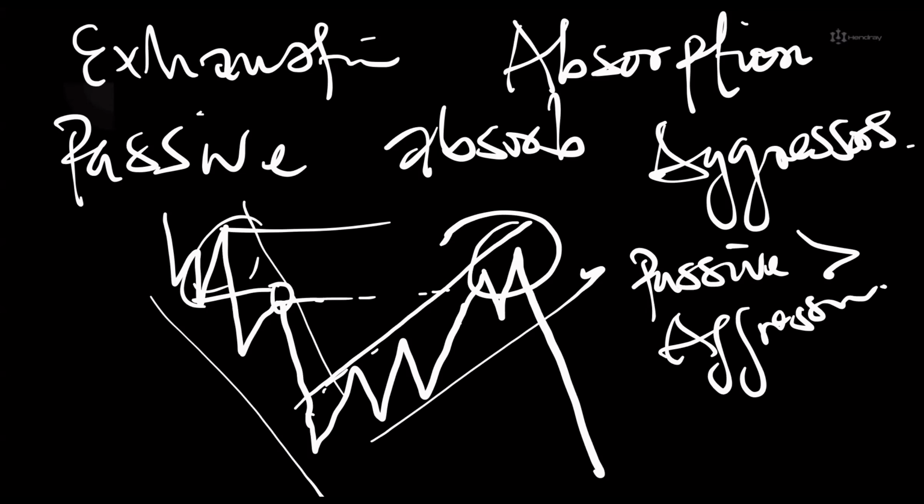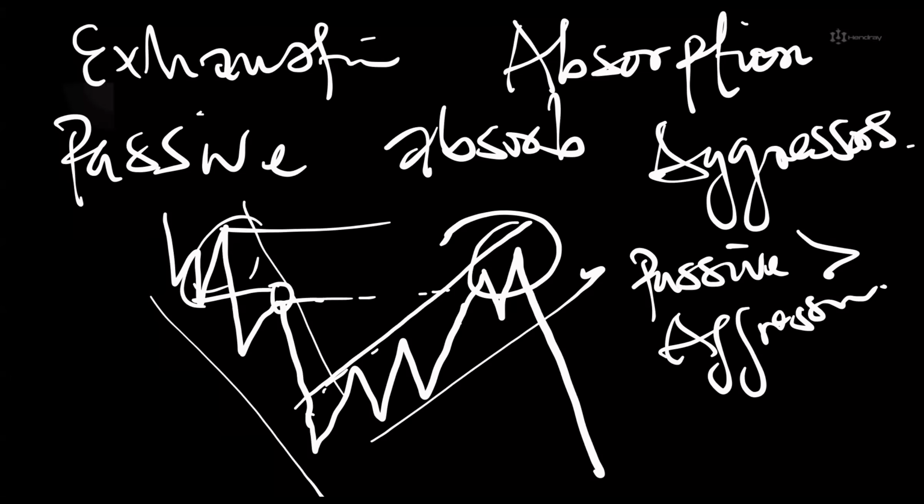The aggressors are you and I. They are the present participants in the market, the present buyers and the present sellers. Those are the aggressors. And who are the passive? The passive is your liquidity provider side of liquidity, which we have spoken about.